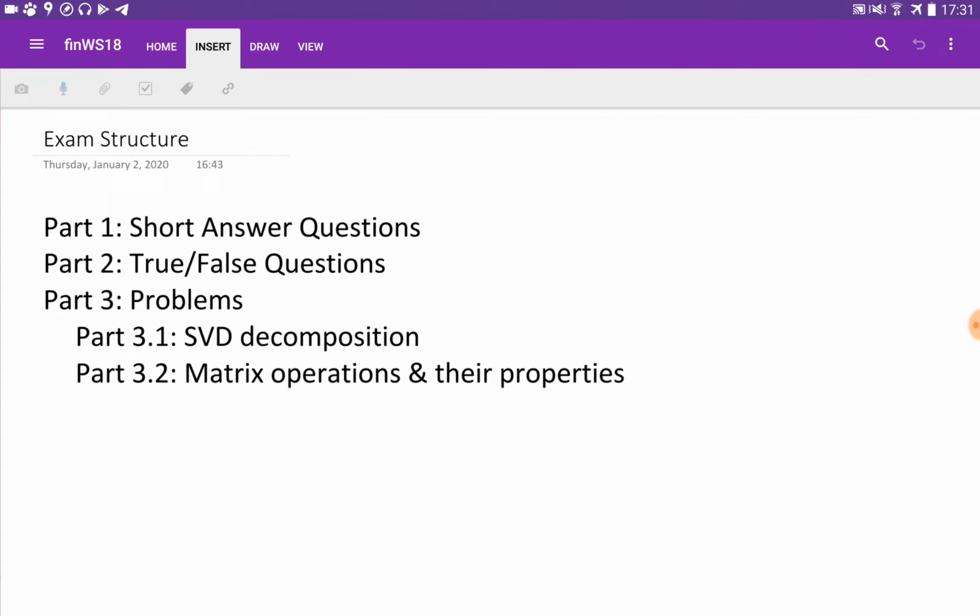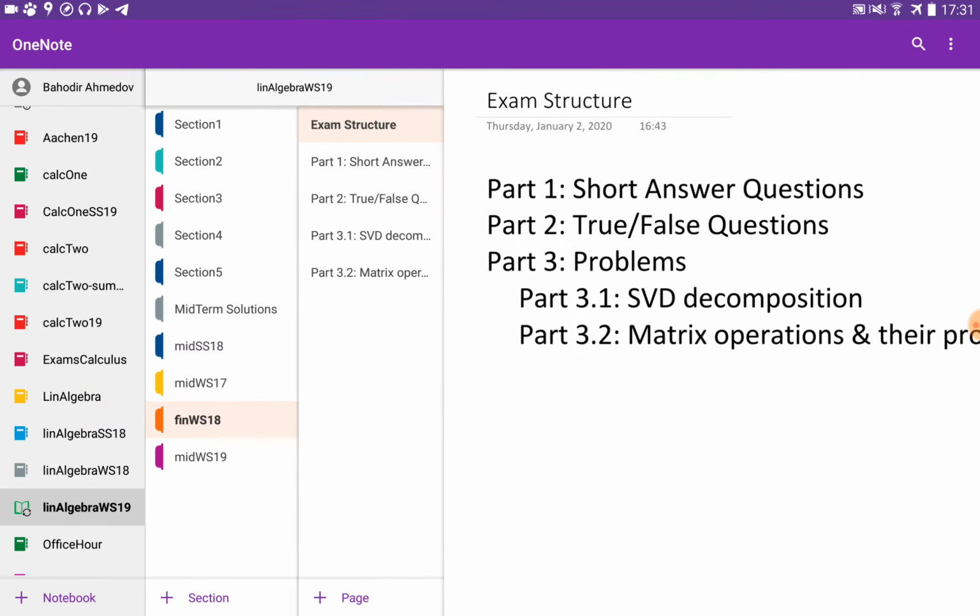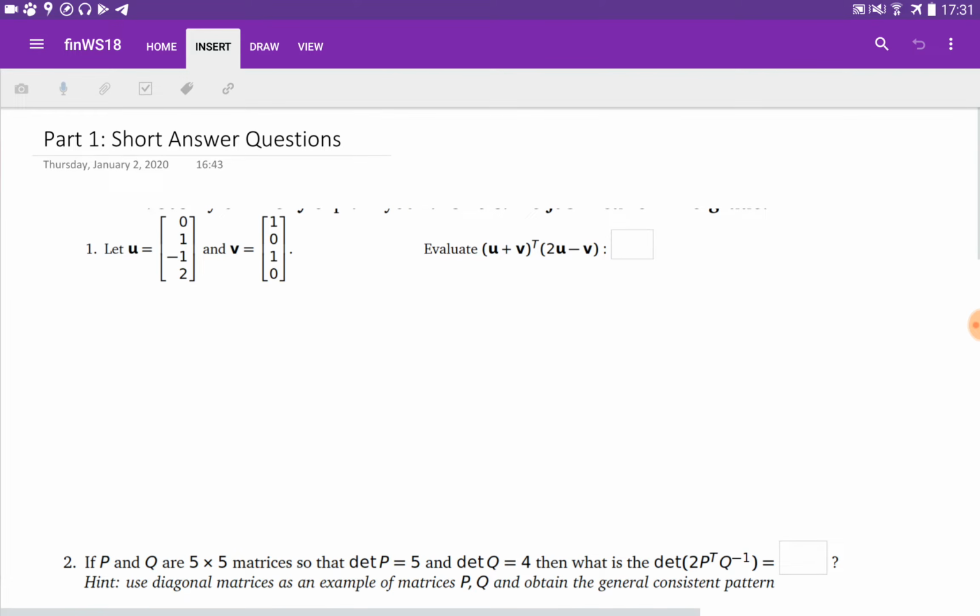In this video, we're going to discuss the solutions for the final exam in algebra from the fall semester 2018. The exam contains 3 parts, and we're going to go through all of these 3 parts one by one. The first part contains 5 questions on the technical operations over the vectors and the matrices.